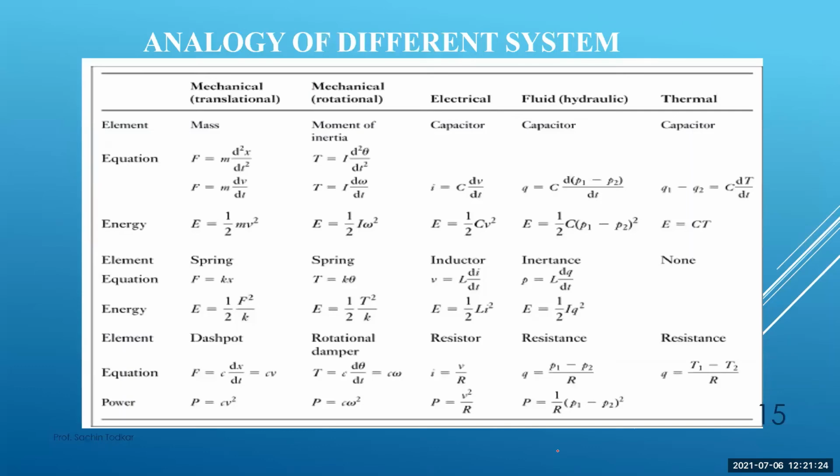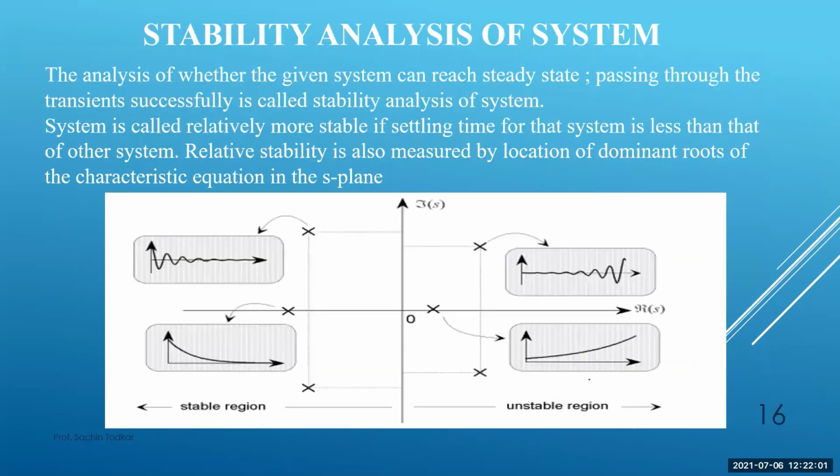These are some analogical terminology in different systems. We have seen mechanical and rotational systems in the previous lecture. Now we have seen electrical, fluid and thermal systems. So this is the analogy between them, these are the equations. Then how energy will be calculated, how the spring system will be shown, and how inductance, inertance or resistance will be represented is given in this tabular format, which we have seen in these two lectures.